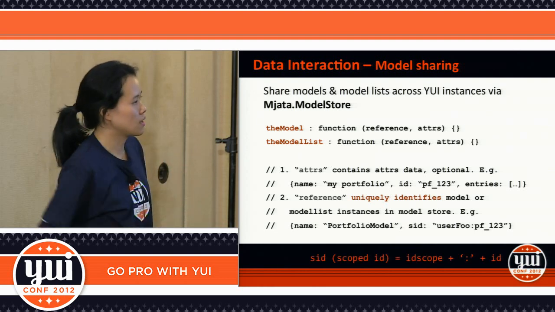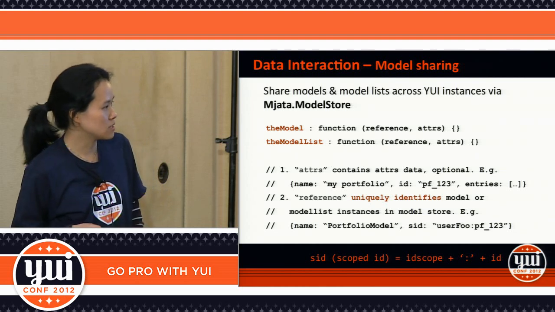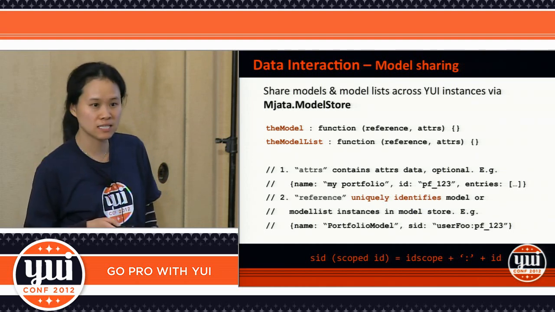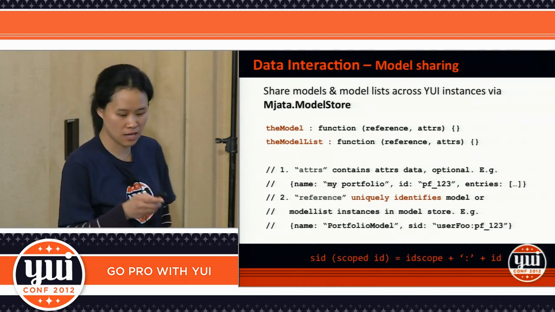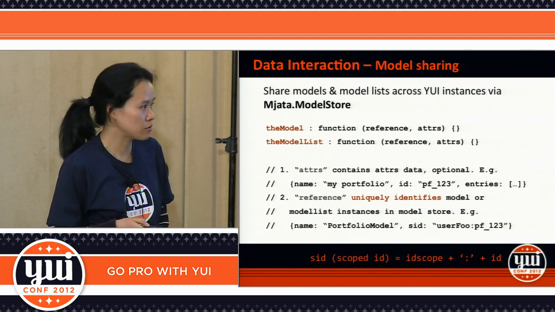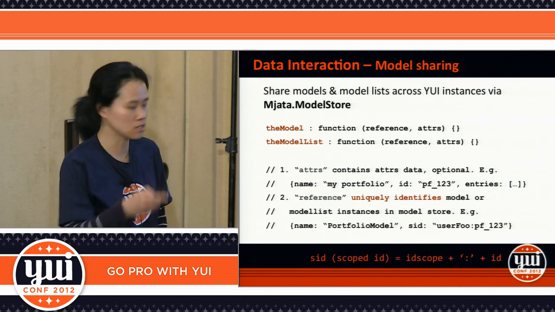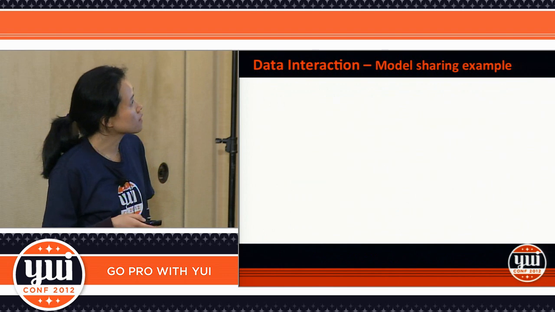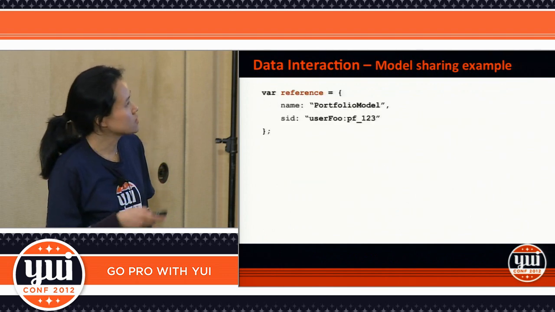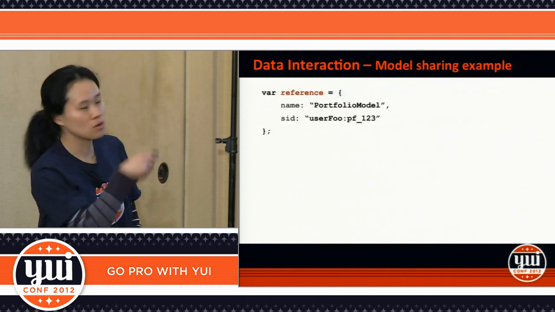So this is just, we added a system ID called SID, which stands for scoped ID. It's just to make sure that the ID is guaranteed to be unique across the global application. So now you have the interface. This is an example of how you use it.